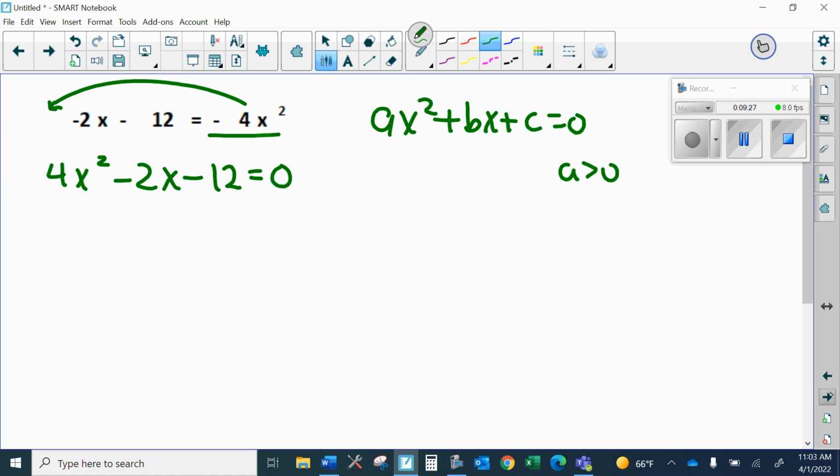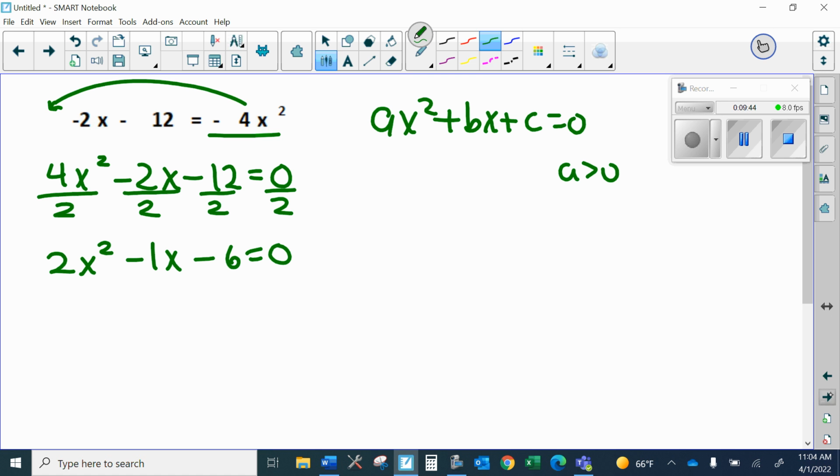Now, when you're solving a quadratic, just so you know, as opposed to just factoring, instead of having to factor out the GCF, I can just divide by the GCF on each term. So that's 2 is the GCF. And I'm down to 2x squared minus 1x minus 6 equals 0. And now I'm going to factor that.